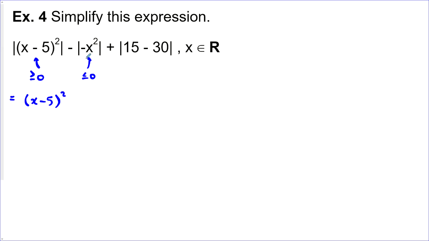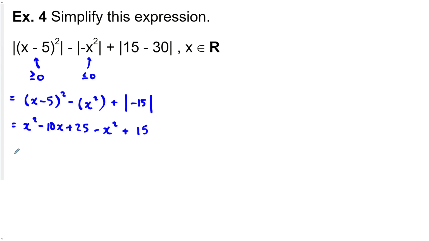In the second one, this one's always negative or equal to 0. So if we just multiply by negative and cancel this negative sign out, then we will always be positive or equal to 0. And the last one, just dealing with numbers, is negative 15. Now we can multiply out and simplify. This would be x squared minus 10x plus 25. This would be minus x squared, and this is plus 15. The x squareds will cancel, left with negative 10x plus 40.